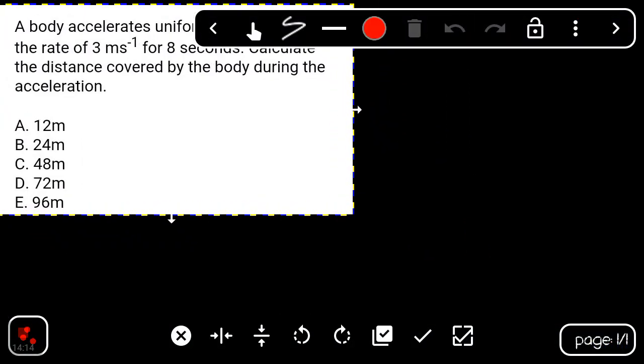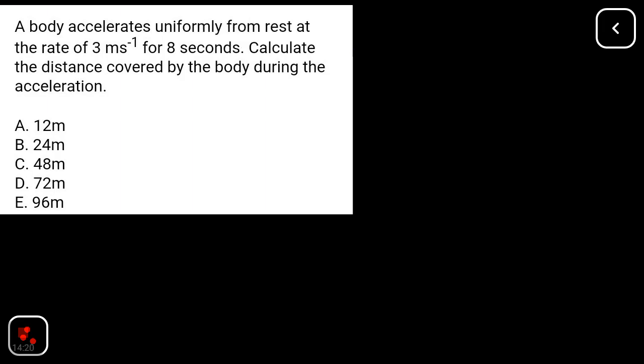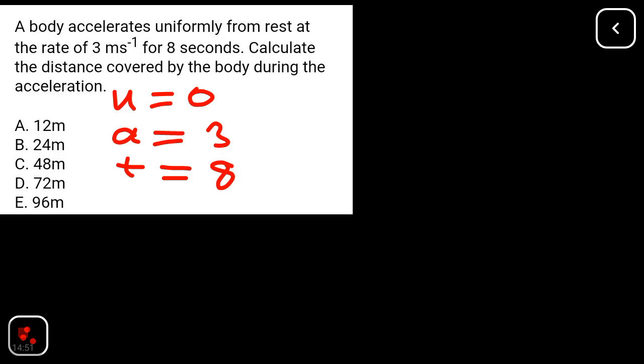Okay, now you have this question. They say a body accelerates uniformly from rest. You can see they have already mentioned from rest, so our initial velocity is 0. At the rate of 3 meter per second square, not per second, I made a mistake here, in the time of 8 seconds. You should now calculate the distance covered during this acceleration.